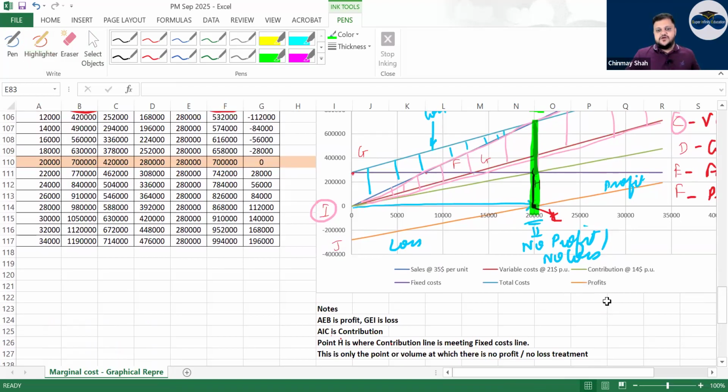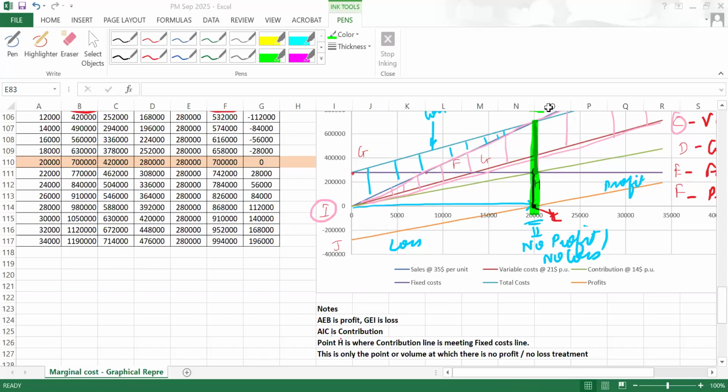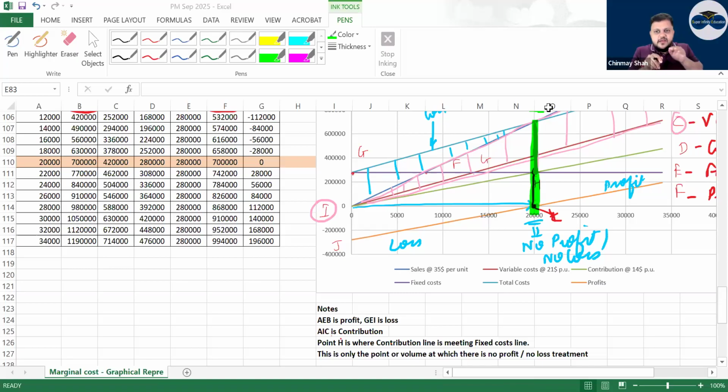Point H. H is what? At 20,000 units, what is happening? Not only is there no profit, no loss, but what is equal to what? Read in the notes below. At point H, that is at 20,000 units, that is break even point units. What is happening? Have a look at it. Contribution is meeting the fixed cost. Contribution is equal to fixed cost.